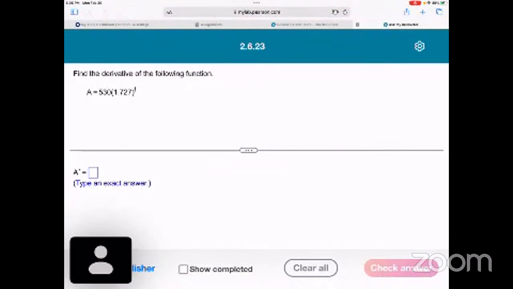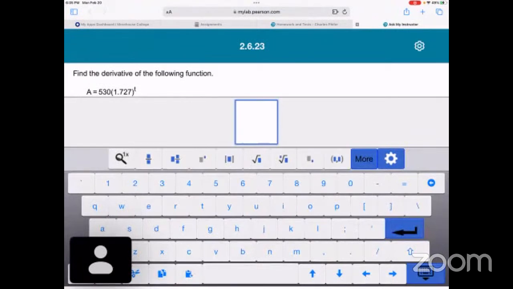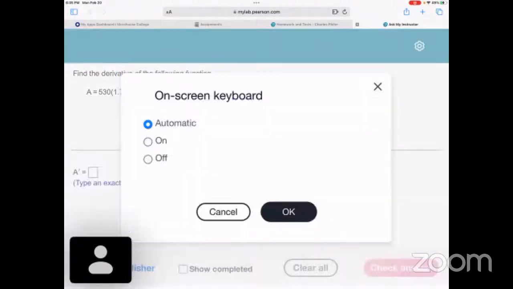Okay, well, let's see if we can get it exact. Let's turn this off. So then what we got was 530. Oh, you're doing this thing.